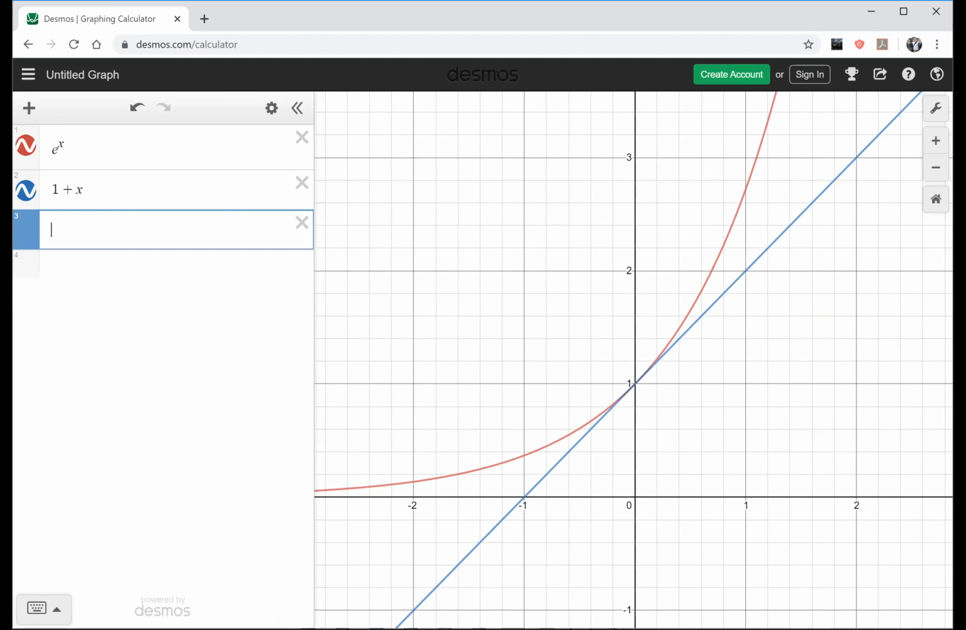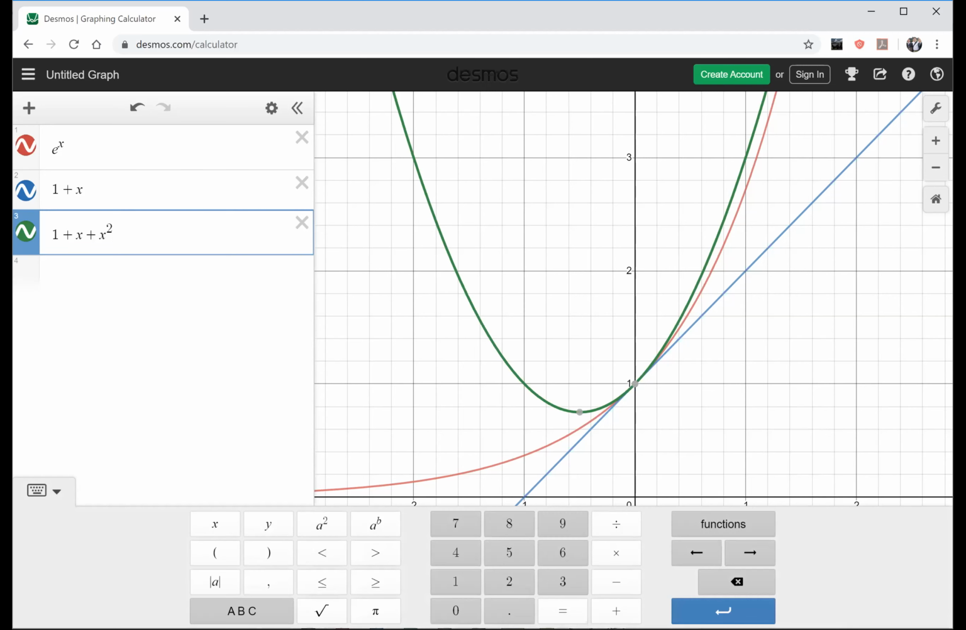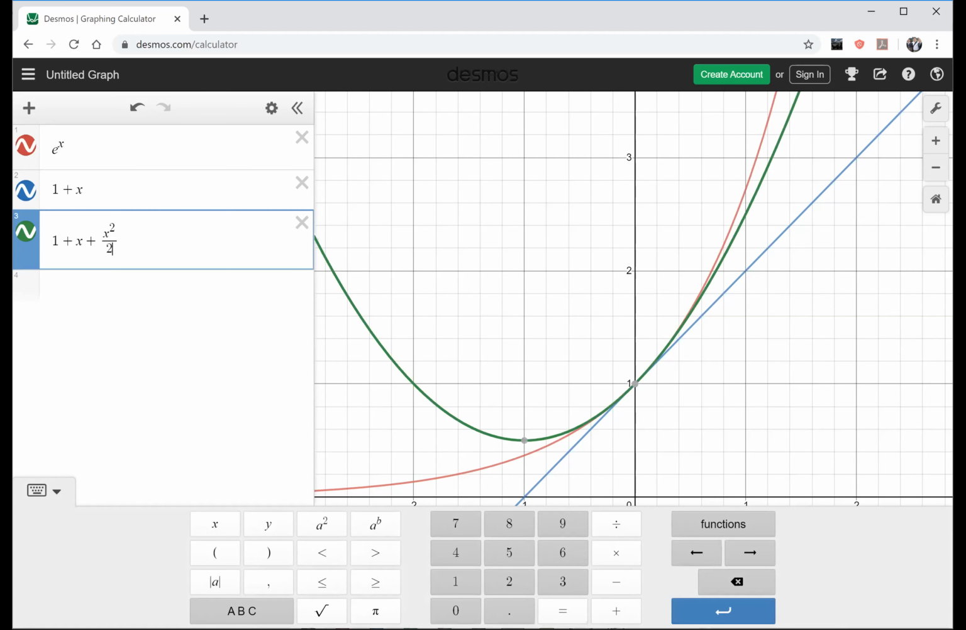Let's do 1 plus x plus x squared divided by 2.